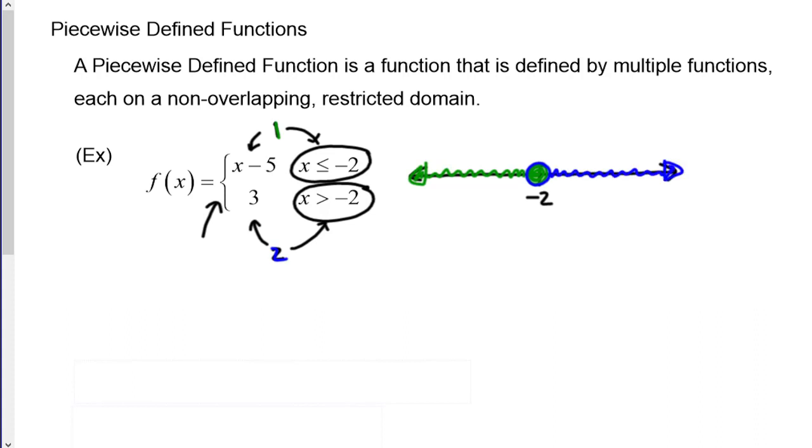Because one side is an open circle and the other one's a closed circle, there is in fact no overlap here. And so that's really important that these are each on non-overlapping domains, because if they were overlapping, they would not be functions anymore.